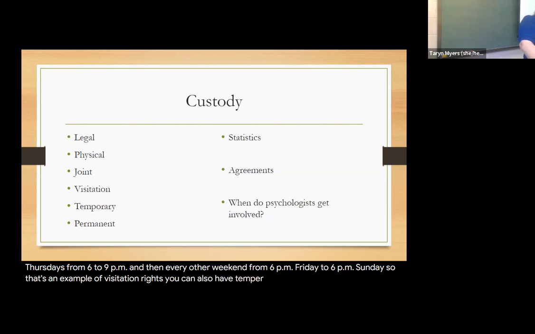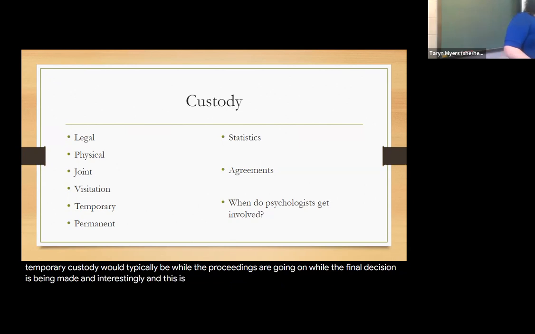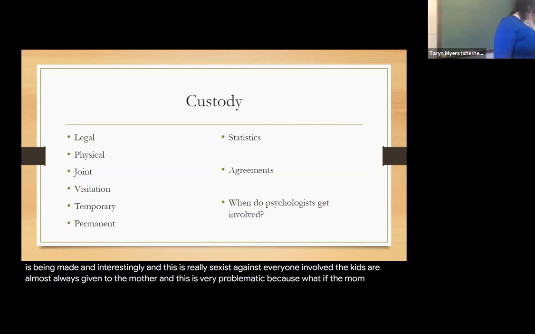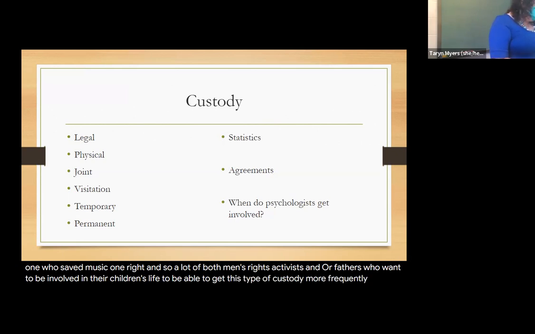You can also have temporary versus permanent custody. So temporary custody would typically be while the proceedings are going on, while the final decision is being made. And interestingly, and this is at least sexist against everyone involved, the kids are almost always given to the mother. And this is very problematic because what if the mom is the one who's the abusive one, right? And so a lot of both men's rights activists and feminists have really been advocating for fathers who want to be involved in their children's life to be able to get this type of custody more frequently.